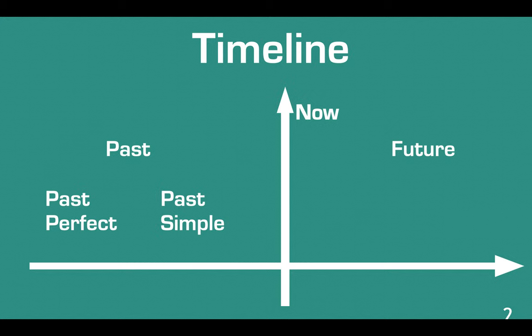So let's first start with a timeline. We have a horizontal line. On the left-hand side, we have the past. On the right-hand side, we have the future. The vertical line represents now. So the past perfect would be the black star, and the past simple would be the white star.